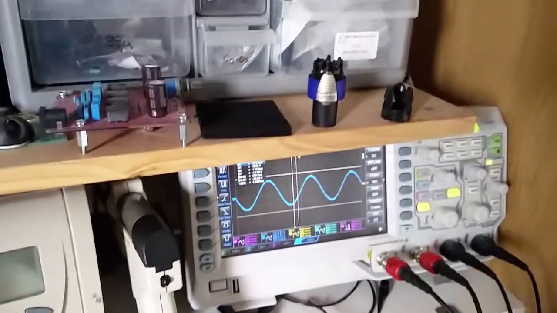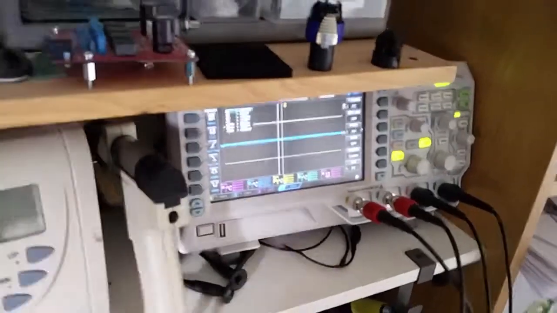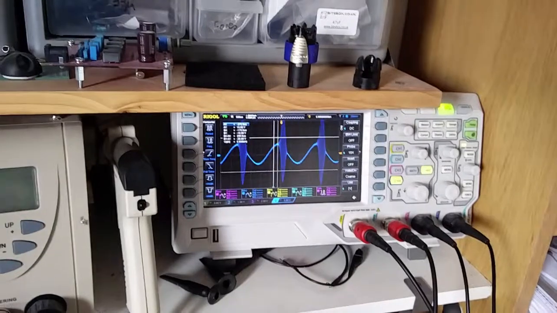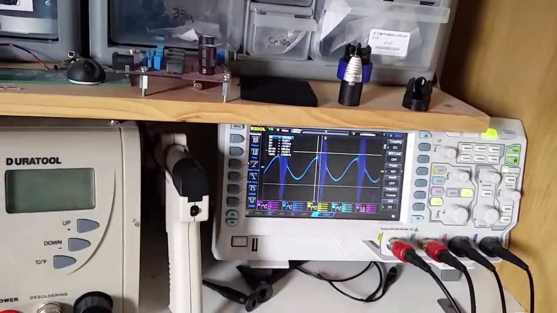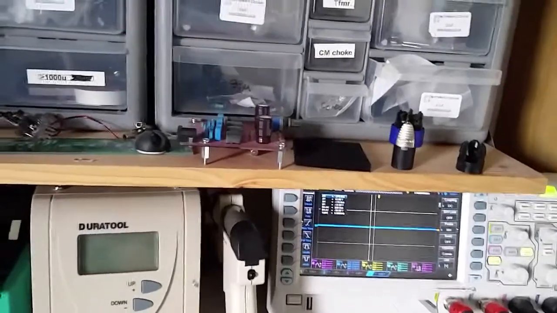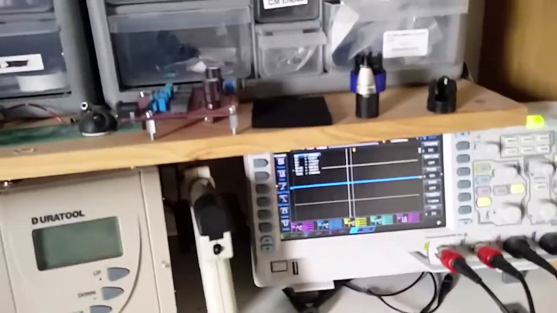So if we just flick back to the reactive again, there we go, there it is. Just turn that sine wave off. Then we can take a look with the other trace.